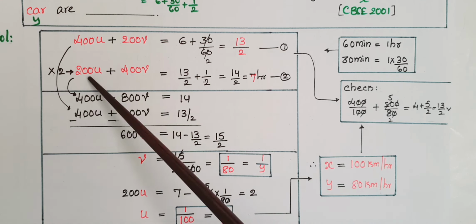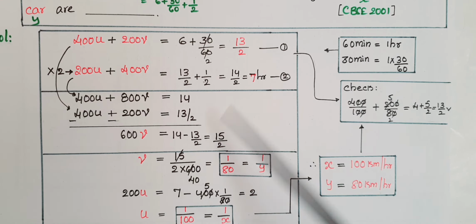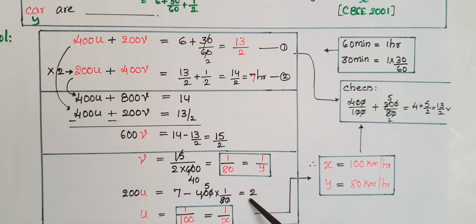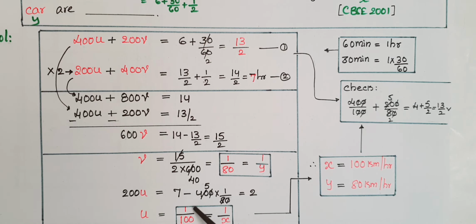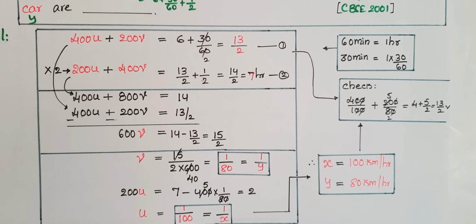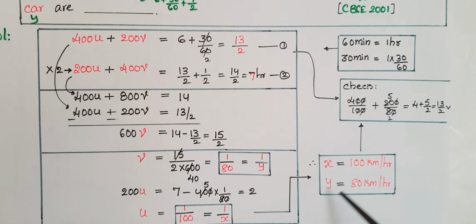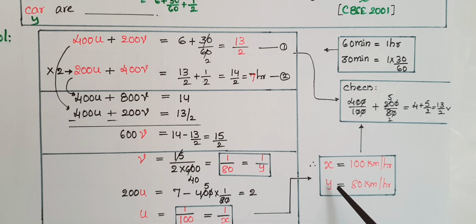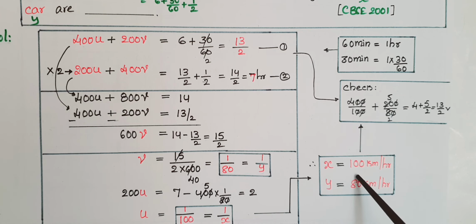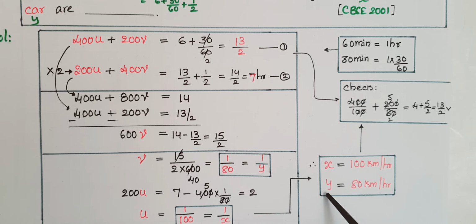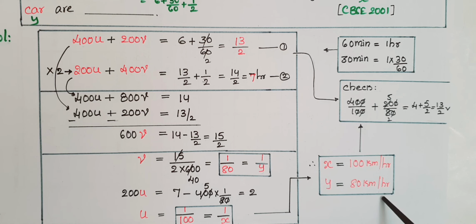So here 200u is equal to 7 minus 400 into v, that is into 1 by 80, that is equal to 2. So u is equal to 1 by 100, because 2 by 200, that is 1 by 100, that is equal to 1 by x. So x is equal to 100 km per hour and y is equal to 80 km per hour. So the speed of the train is 100 kmph and the speed of the car is 80 km per hour.